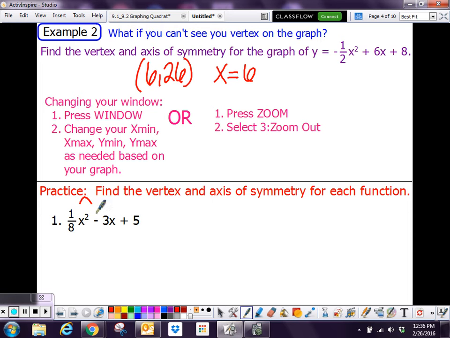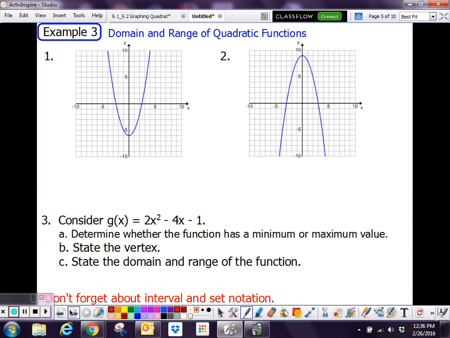Okay, I'm going to skip this one at the bottom, and I'm going to go to this slide. Now, domain and range, you're not going to always have these pictures in front of you. This is going to be based off your vertex. So you might want to write that somewhere. Based off my vertex, which we now know how to find in the calculator.